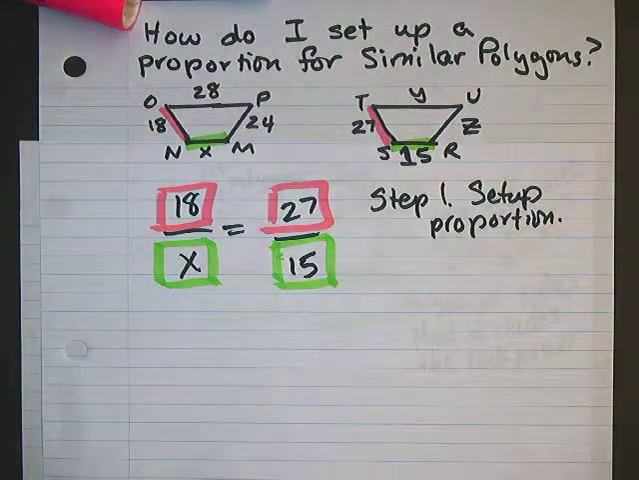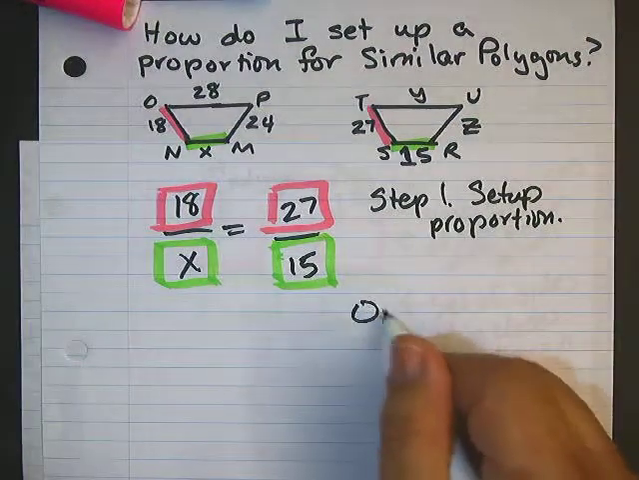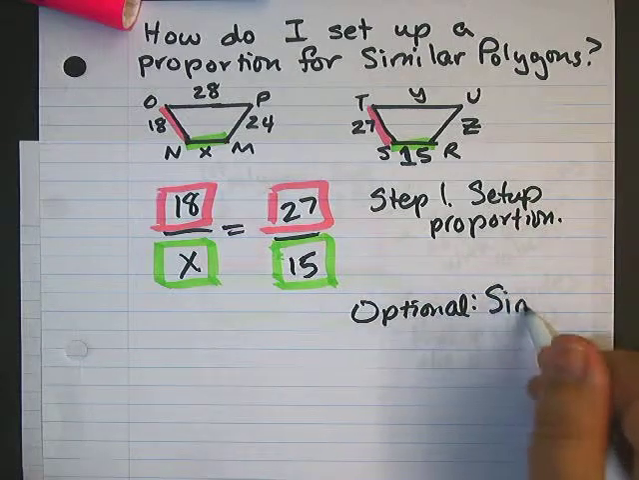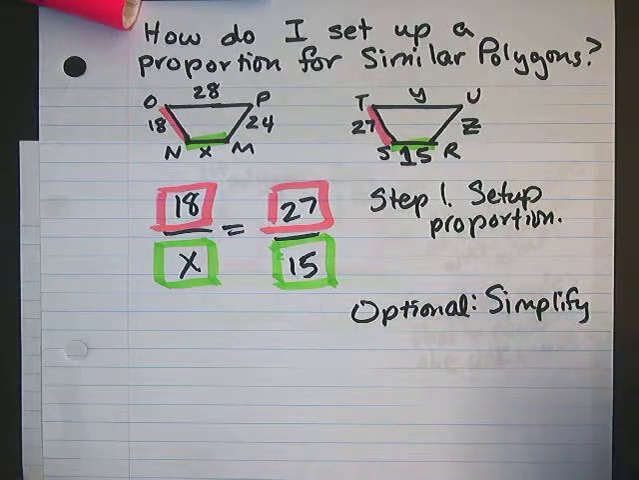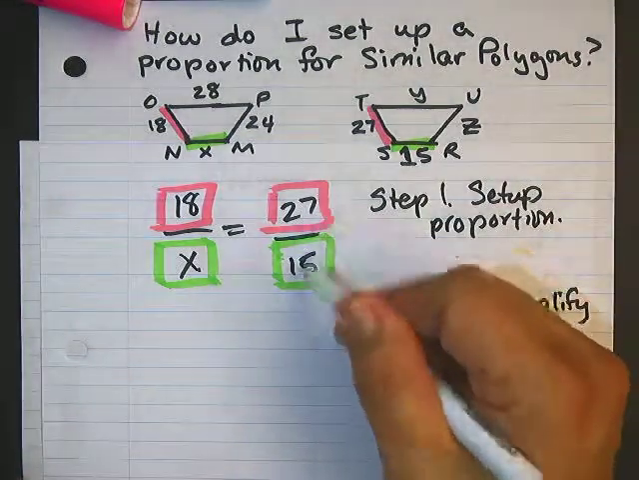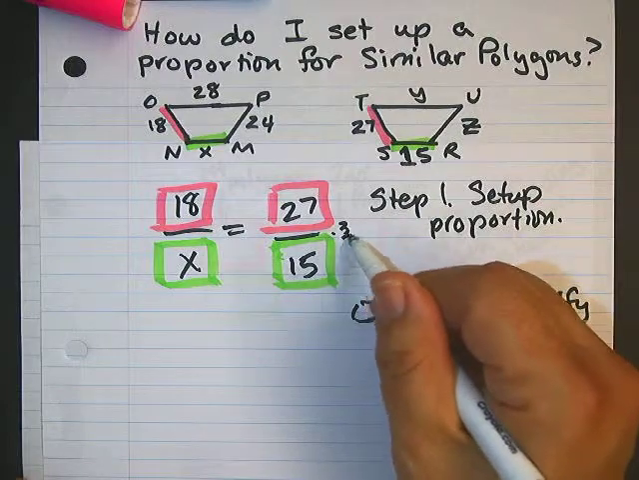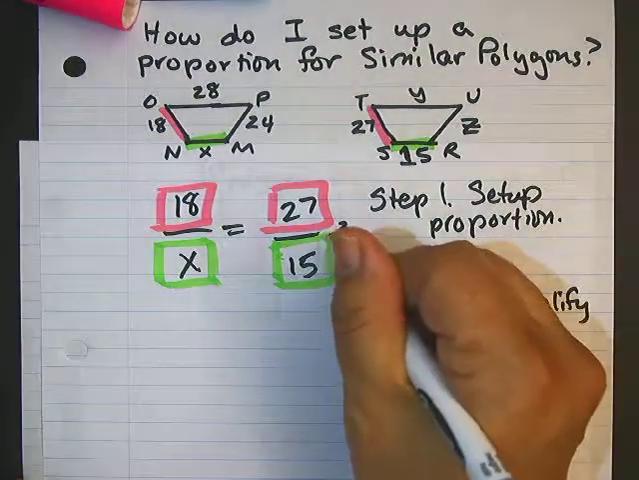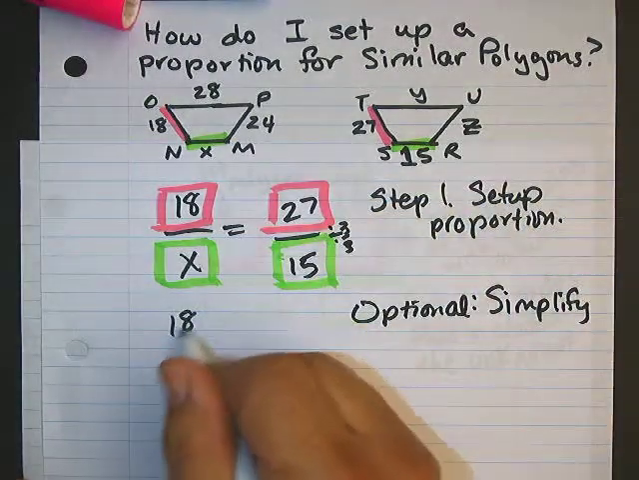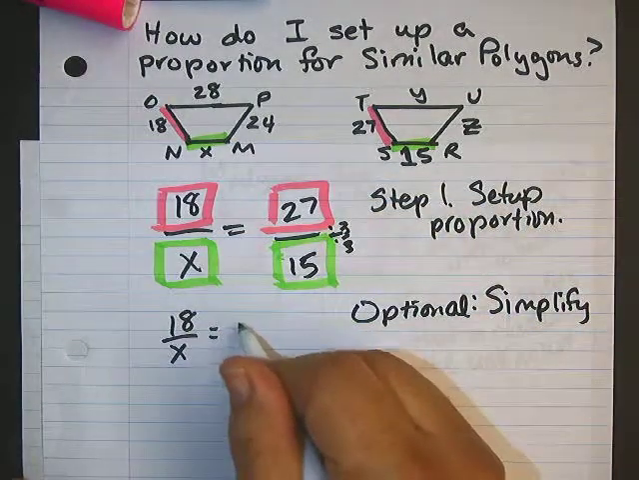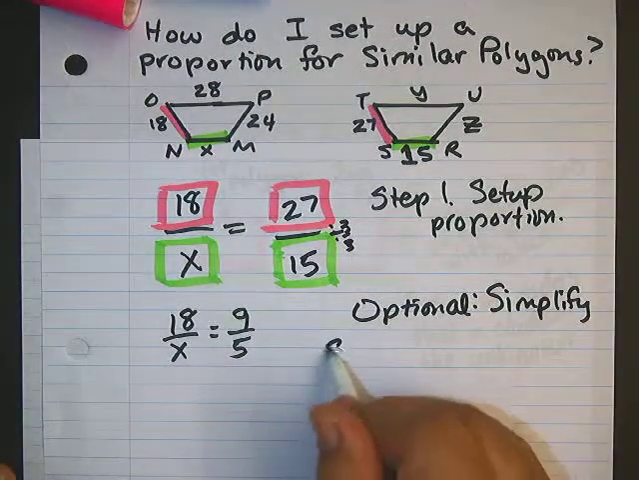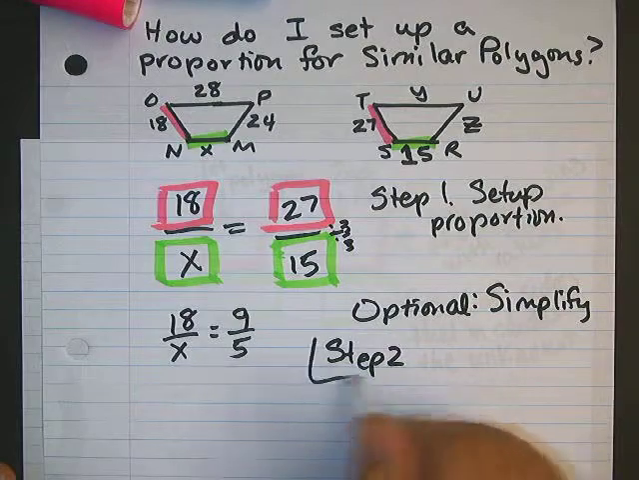All right. Now, once you've done that, what do you do next? All right. Well, I personally, an optional step is to simplify. Optional. Simplify. You could go ahead and cross multiply next. I personally like simplifying. So I can see that 3 goes into both of those, so I could go 3 over 3. So divide by both of that, by 3 over 3. That's just a little note to myself what I'm doing. So I'm going to have 18 over x equals 9 over 5.